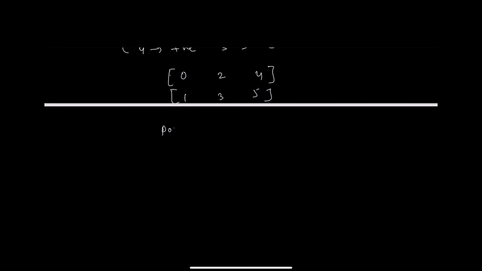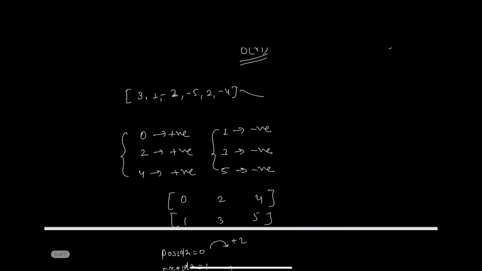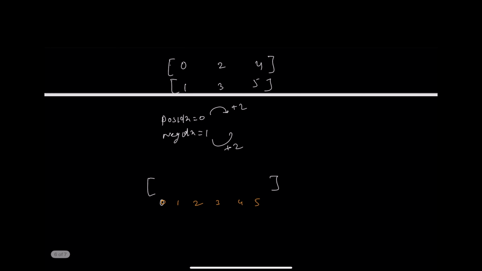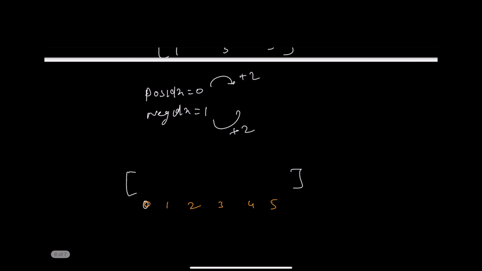So we will start with positive index equal to 0 and negative index equal to 1. Then we will increase this by plus 2, and same for this by plus 2. So we create a separate array. Suppose this is the array and these are the indexes: 0, 1, 2, 3, 4, 5. Now we insert starting from the positive: here we insert a positive value, here a positive value, here a positive value, here negative, here negative, here negative.